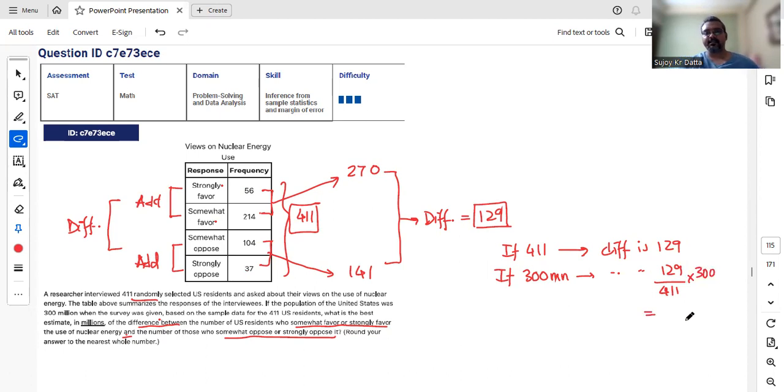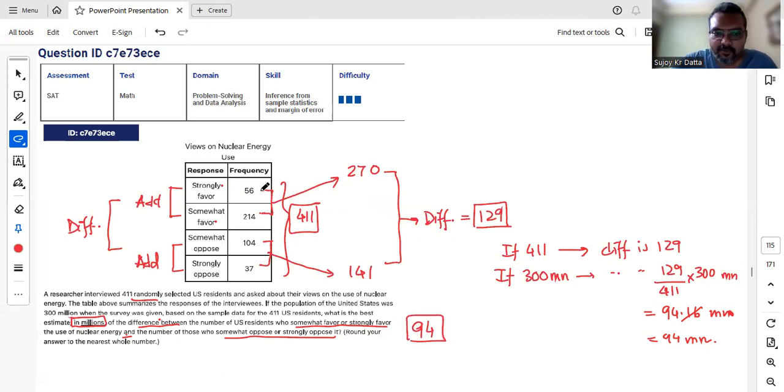So for this, definitely use a calculator because we anyways need to have a perfect answer. So I'm using one now. That's 129 divided by 411 multiplied with 300, so 94.16. So then round your answer to the nearest whole number. So that's basically, by the way, this is million. So that's 94 million. You have to answer in millions only. What is the best estimate in millions? So you don't have to put the zero. So it's just 94 million. So your answer is 94.